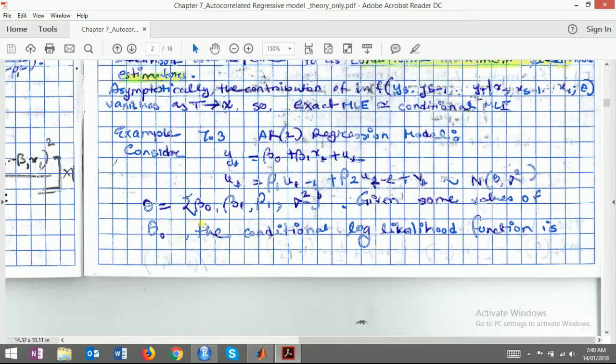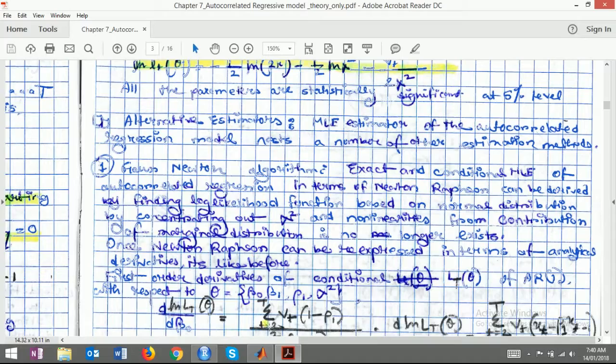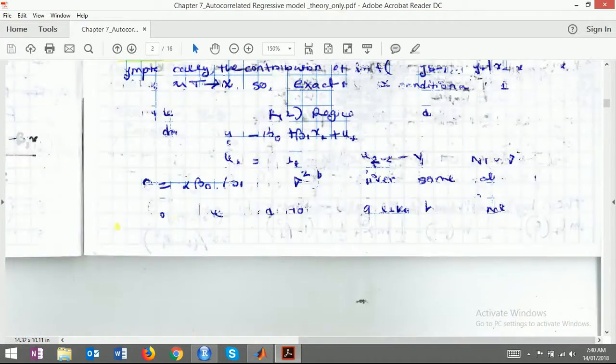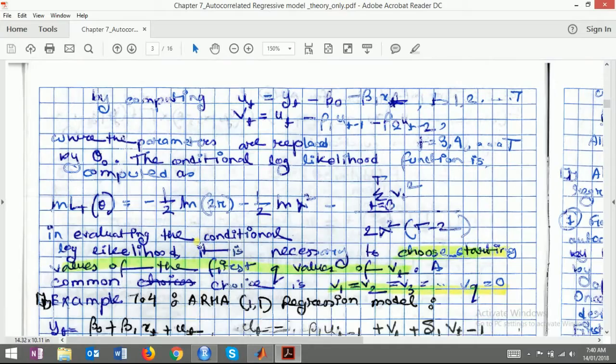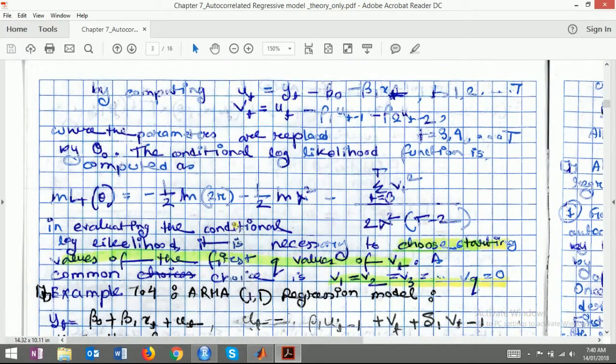Now, the parameters are beta naught, beta 1, rho 1 and sigma square, given some initial values theta naught. The conditional log likelihood function is computed by first computing ut, the residual yt minus beta naught minus beta 1 xt, and then vt, which is the residual of ut. Vt is IID, ut is not.